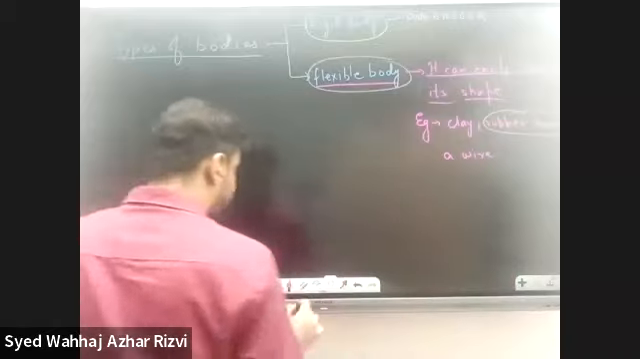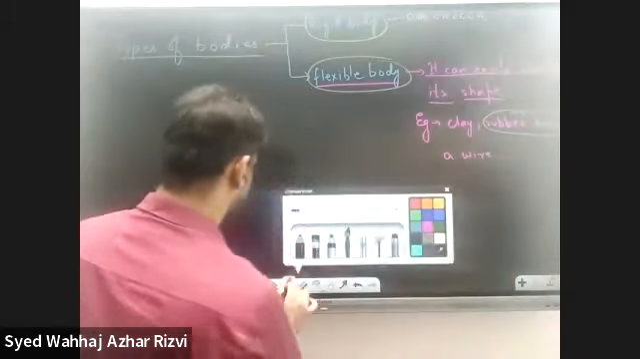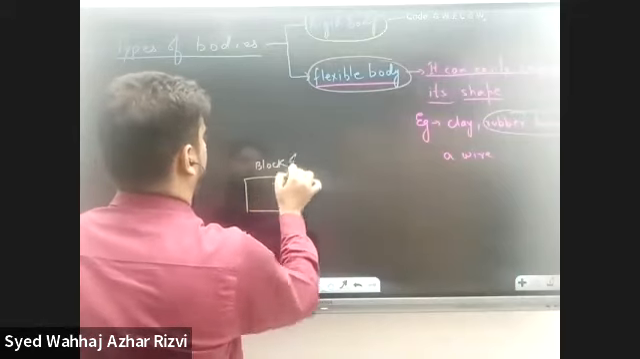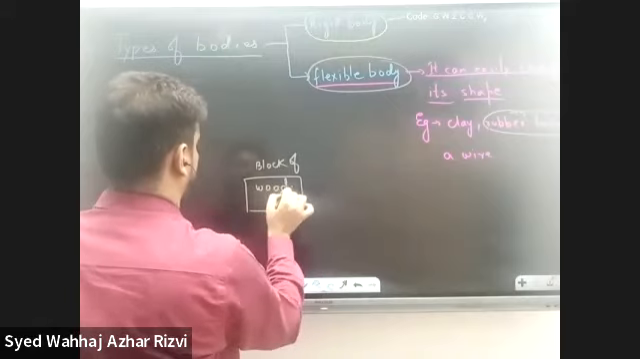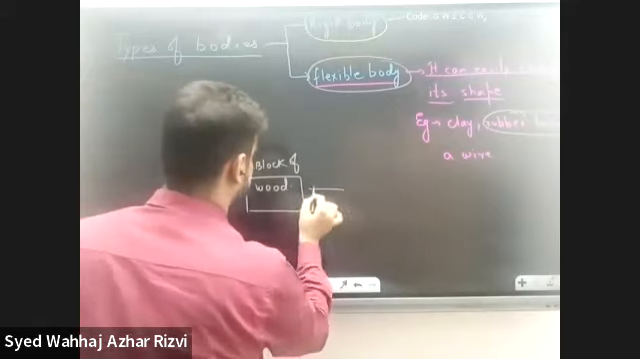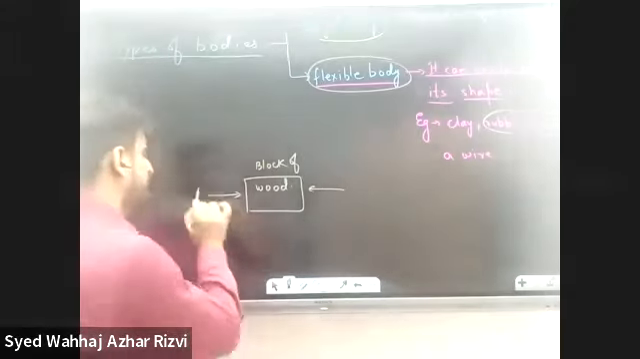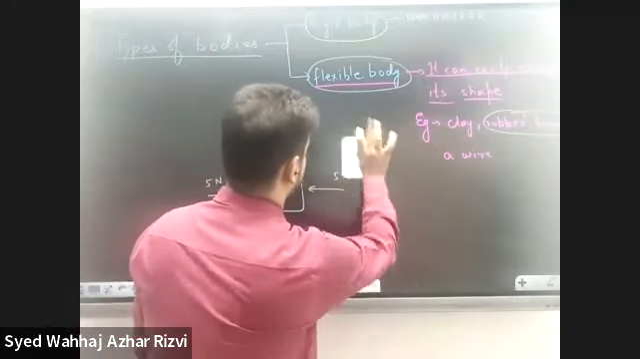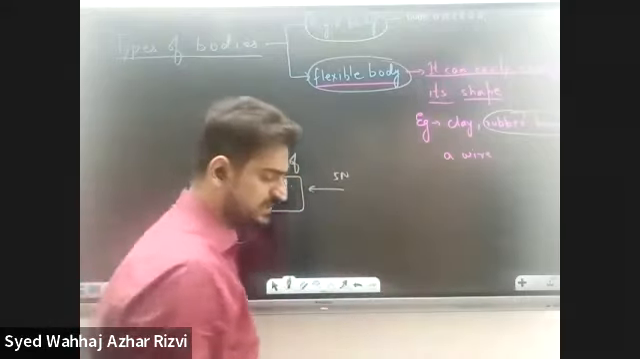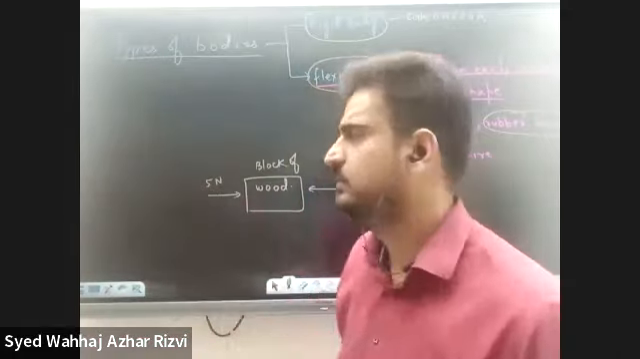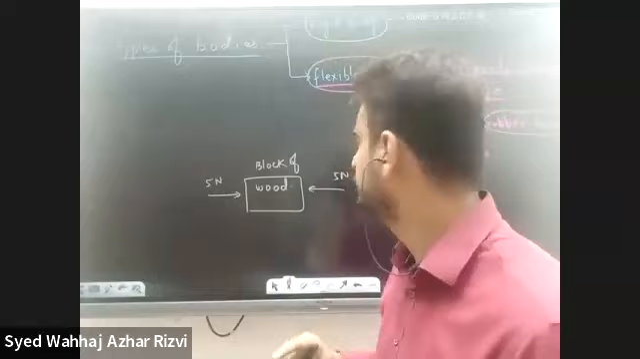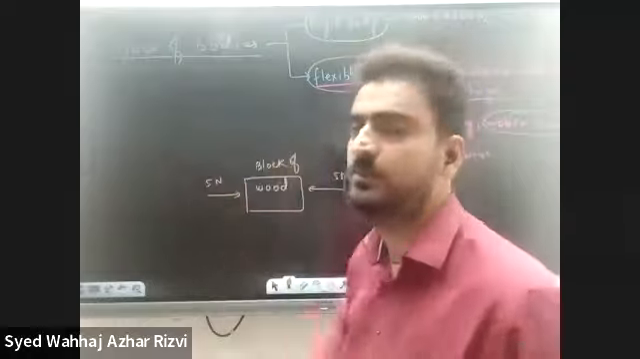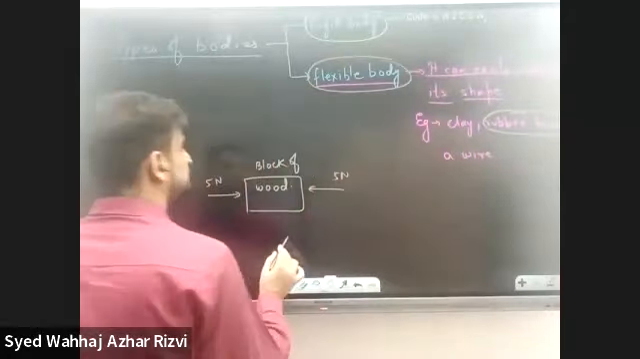But if we take a block of wood and press it from both sides, with 5 Newtons from this side and 5 Newtons from this side, what would happen? Nothing would happen. It wouldn't really change at all. The shape of the wood would remain the same. It's not going to break down. It's going to resist the change in its shape, and a balanced force wouldn't cause any problem with that block. Got it?